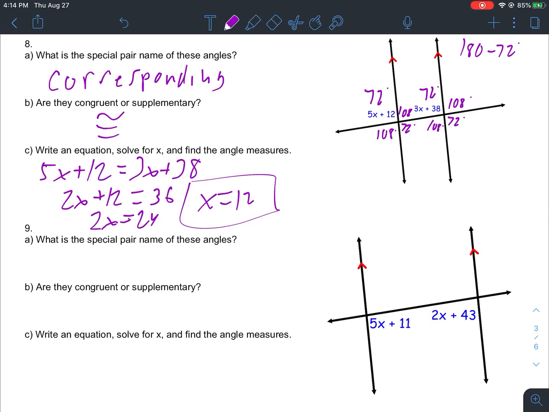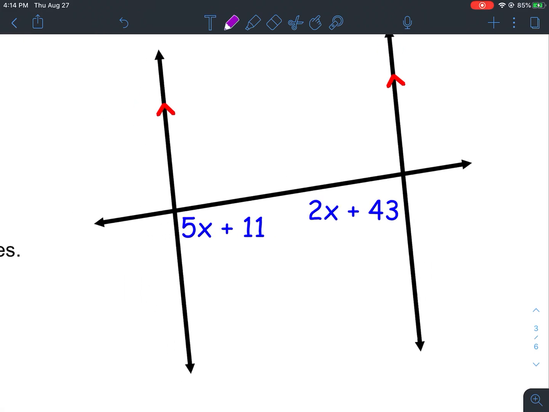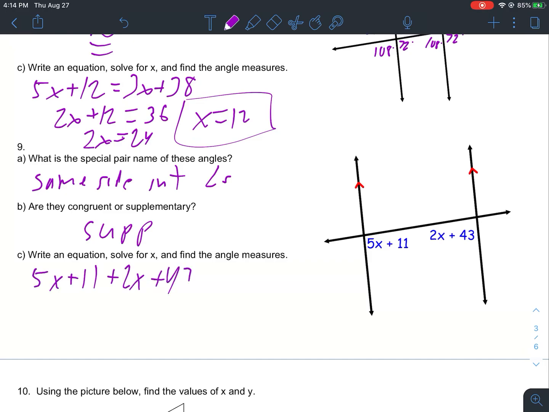Number 9, what are these special angle pair called? Those are on the same side of the transversal. They're both inside the parallel lines. That would make them same side interior, which means they're supplementary. Supplementary means adds to 180. So let's add these together to equal 180.